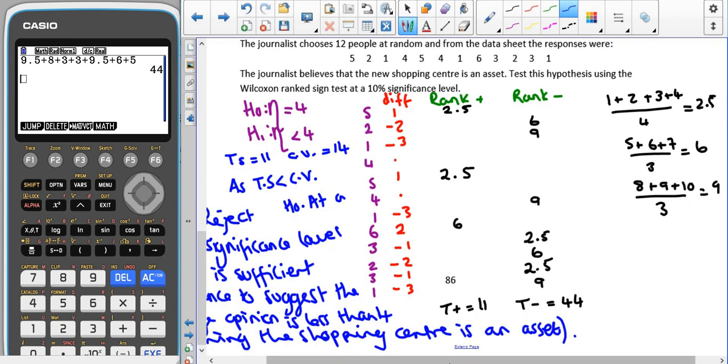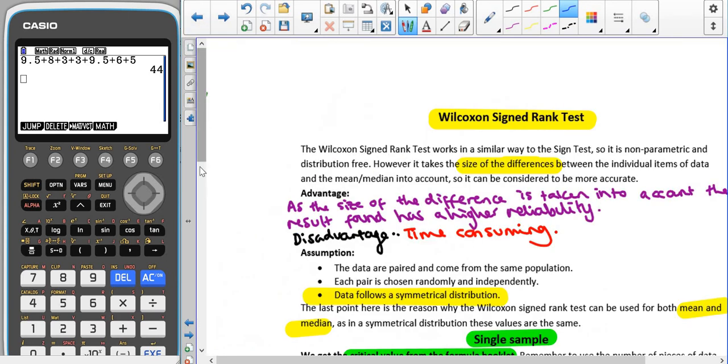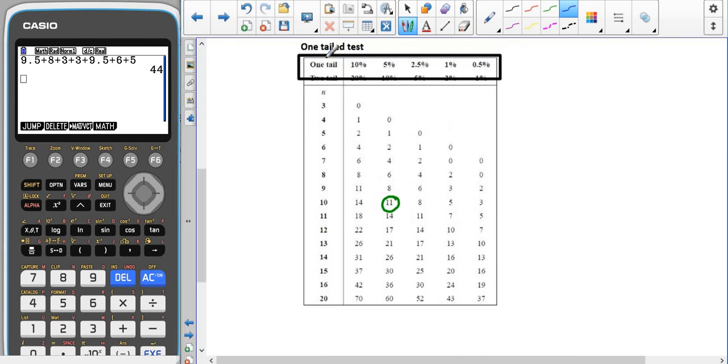Then when you add those together, we get 11 for the plus, 44 for the minus. This time, however, it is a 10% significance level. So if we go back to our table, one tail, 10%, 10 pieces of data gives us 14.